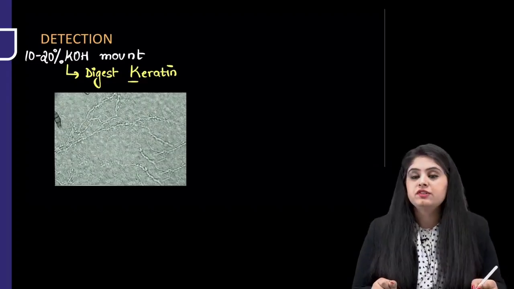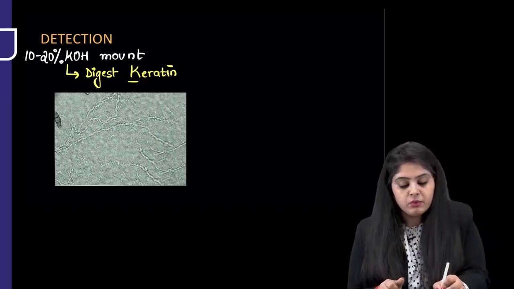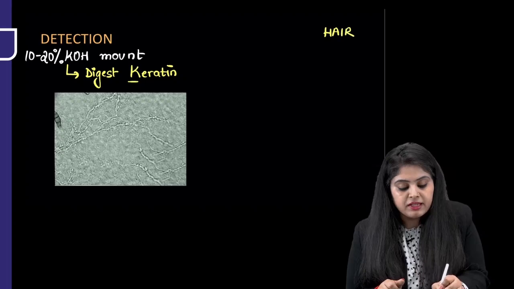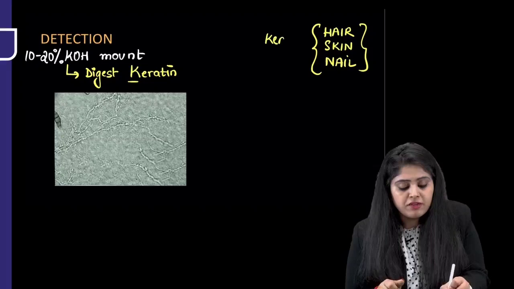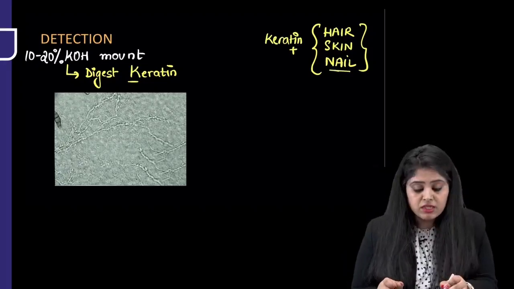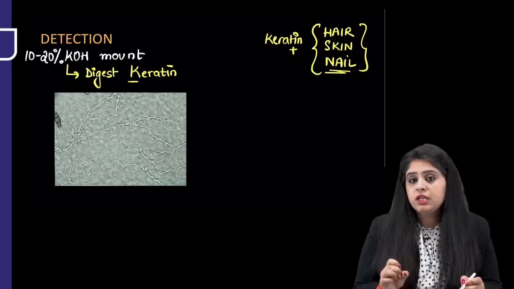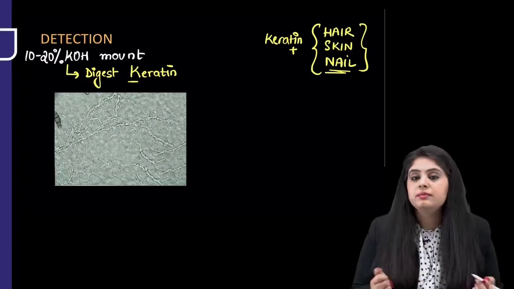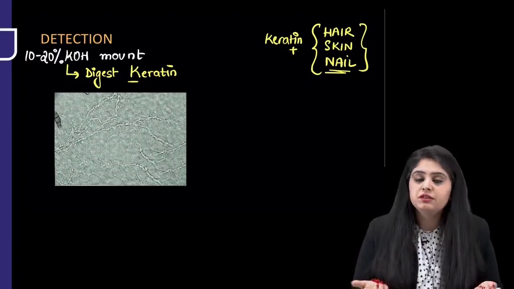Why do I want to digest keratin? What kind of samples am I dealing with? I'm dealing with samples like hair, skin and nail, right? These samples are very, very rich in keratin. Just imagine a nail. A nail is going to be so thick. How can you just put a nail under the microscope and expect that you'll see a fungus growing inside it?